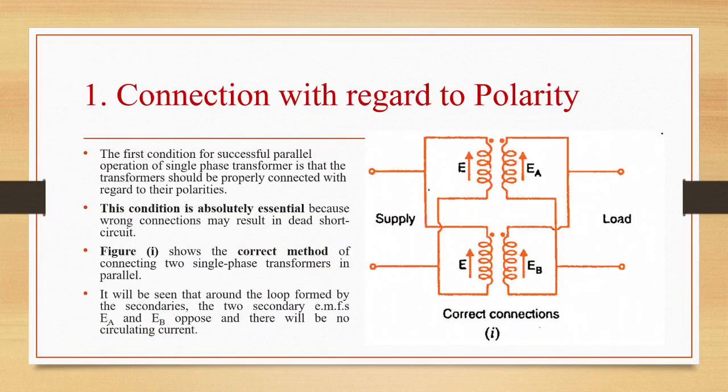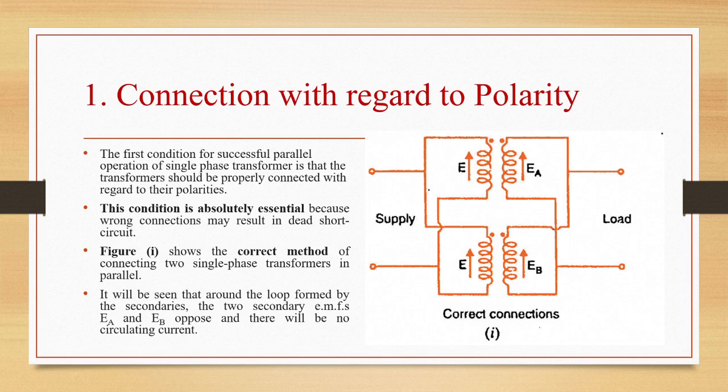First one, connection with regard to polarity. So these are the correct connections which are shown in the diagram. The first condition for successful parallel operation of single phase transformers is that transformers should be properly connected with regard to their polarities. This condition is absolutely essential because wrong connections will lead to a dead short circuit, and the primary of the transformer can get damaged if the protection is not provided through fuses and circuit breakers.